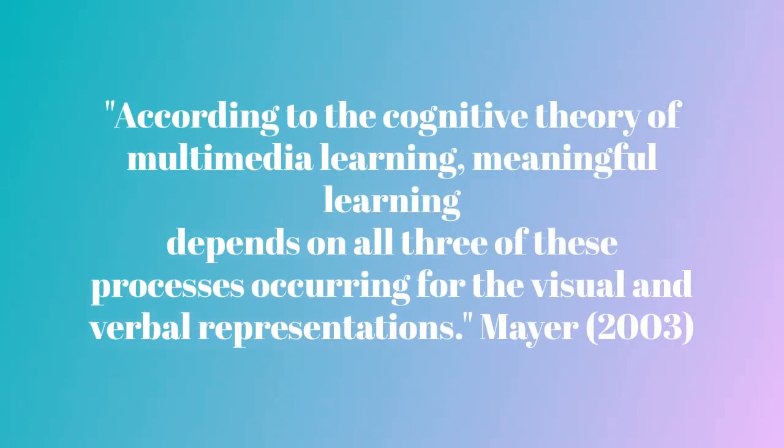Mayer mentions 3 processes of active learning for meaningful impact: selecting relevant material, organizing the material, then integrating these with any former understanding or knowledge of that material.